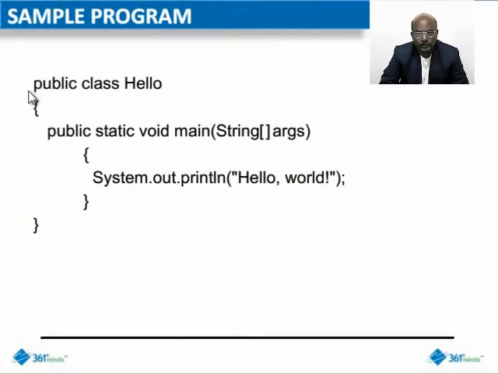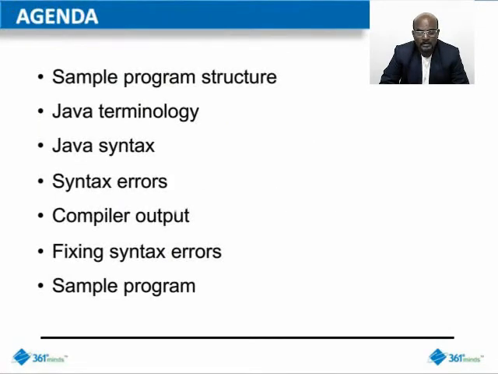Now this is an example of a correct program. You have the class Hello, you have the public static void main method with the string arguments, and of course the System.out.println with the string literal "Hello, world." So what we saw today was the sample program's structure, how errors occur, and how errors are to be fixed.